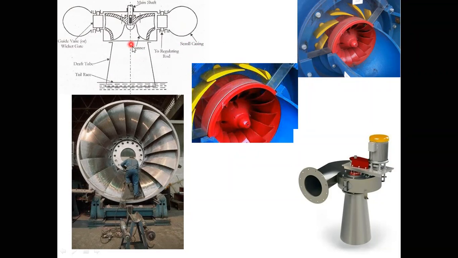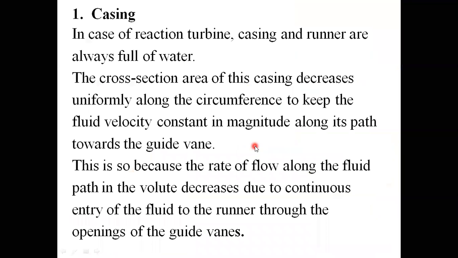Here is the casing, this is the main shaft. This is the tail race. This is the draft tube. These are the guide vanes here, and the runner. See, here is an actual photograph of the Francis turbine. You can see here. So we have discussed one by one all the components of the Francis turbine.